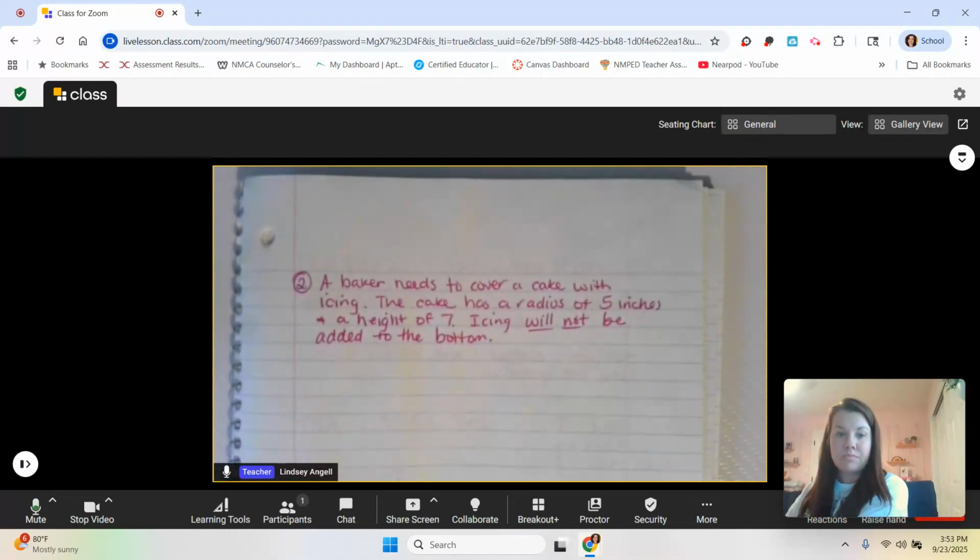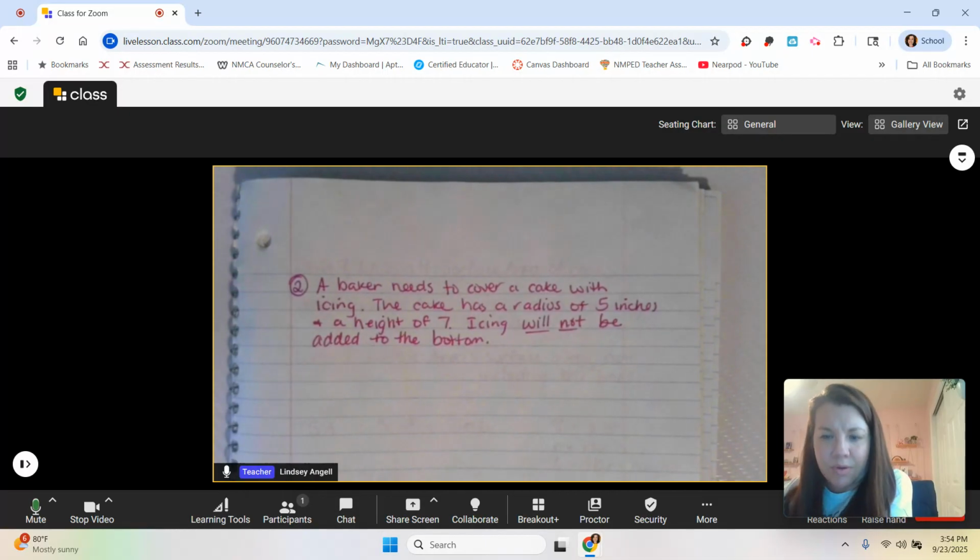Okay. A baker needs to cover a cake with icing. The cake has a radius of 5 inches and a height of 7 inches. Icing will not be added to the bottom, okay? And I should have put on there, we're looking for the surface area, but we're not including the bottom this time.